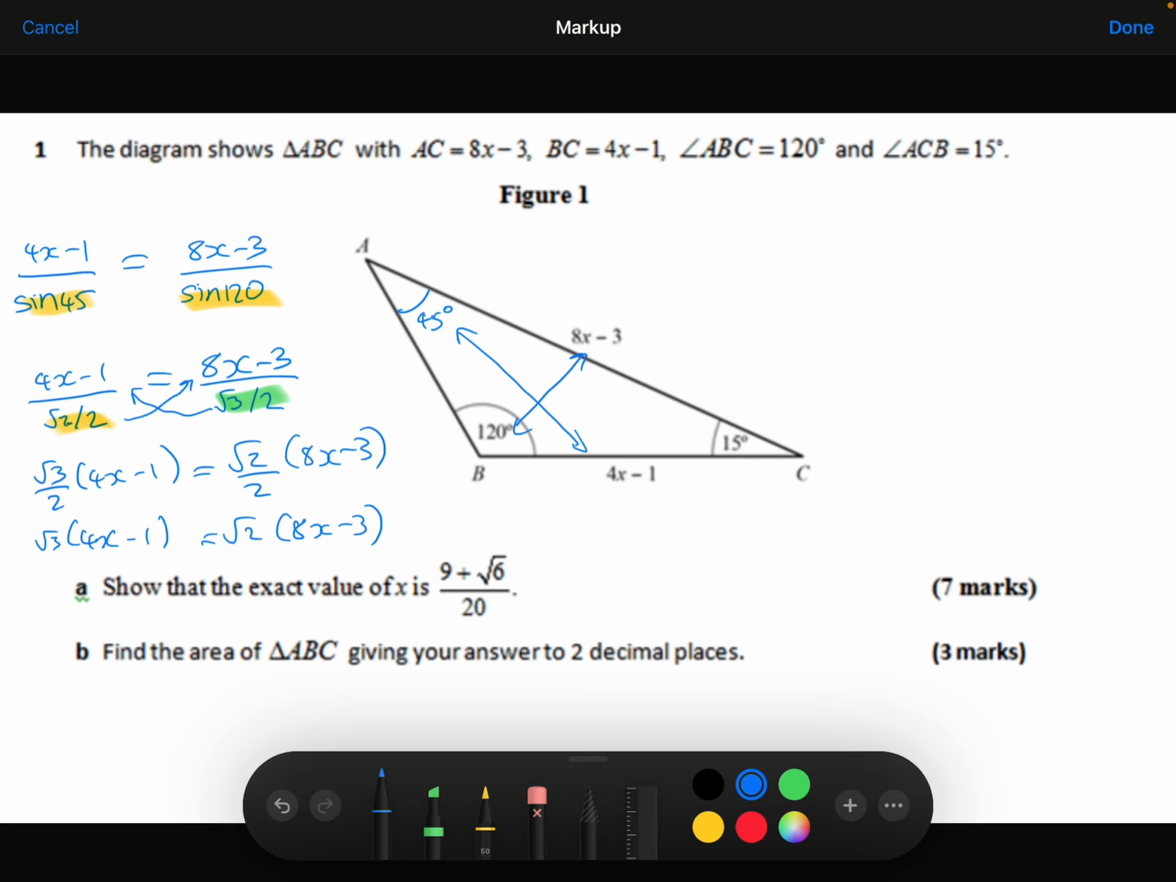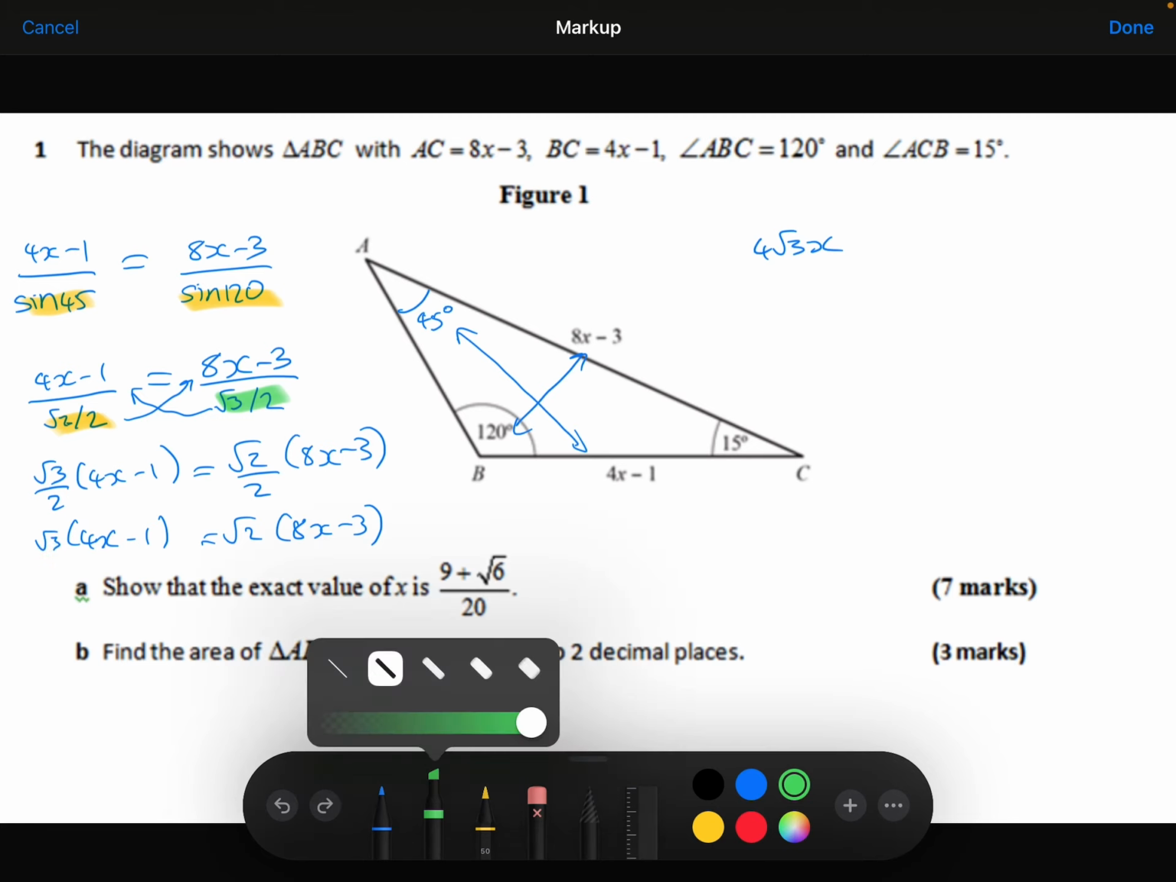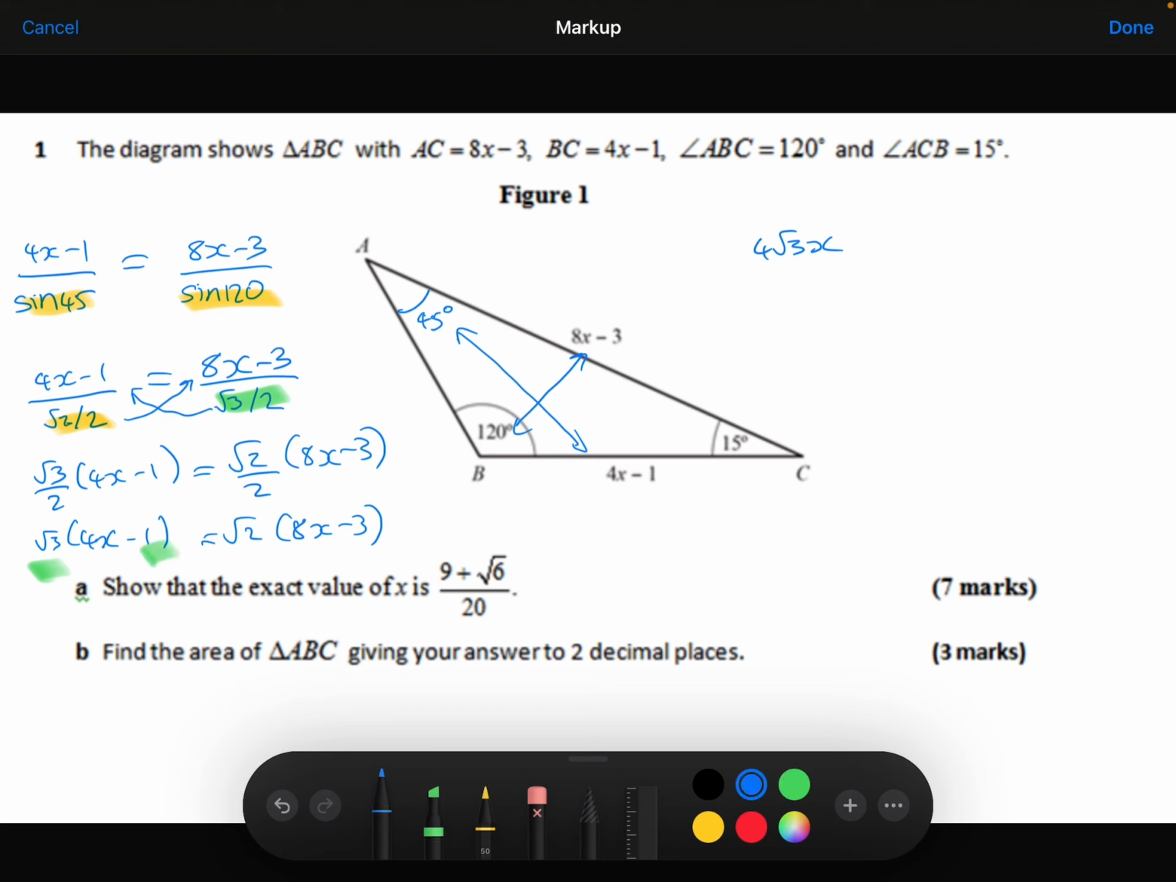I now just need to make x the subject, so I'm going to expand the brackets on both sides. So I'd get 4 root 3x, that's the root 3 times 4x, and then I've got the root 3 times minus 1, which is minus root 3, and that's going to equal 8 root 2x, that's the root 2 times 8x, and then the root 2 times minus 3 is minus 3 root 2.